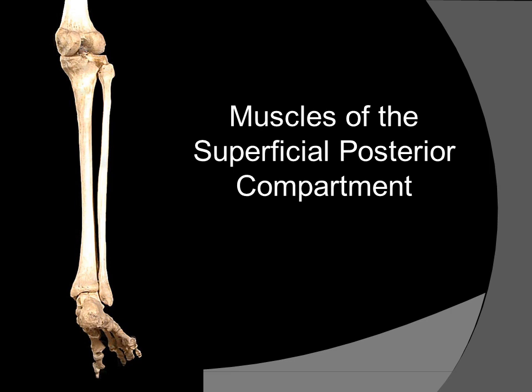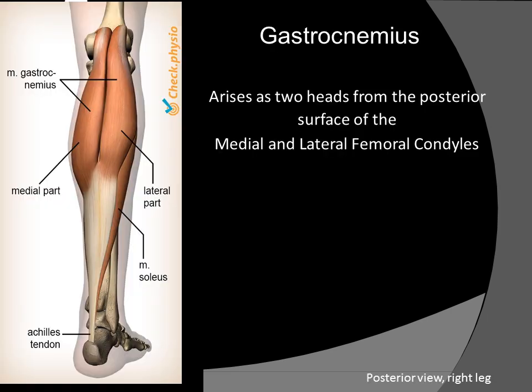Let us discuss the superficial muscles of the posterior compartment. Let us discuss gastrocnemius. It is the largest and most superficial muscle of the posterior compartment of the leg.